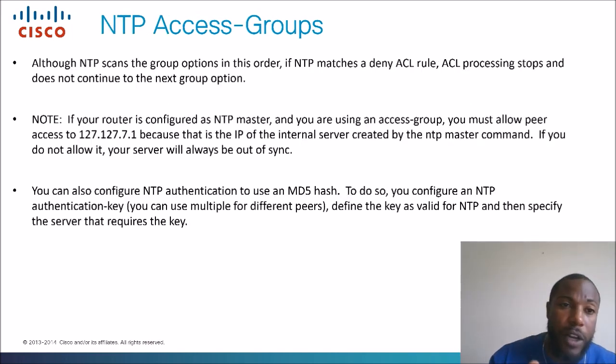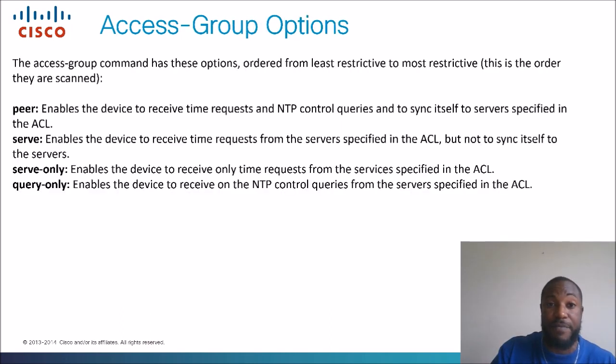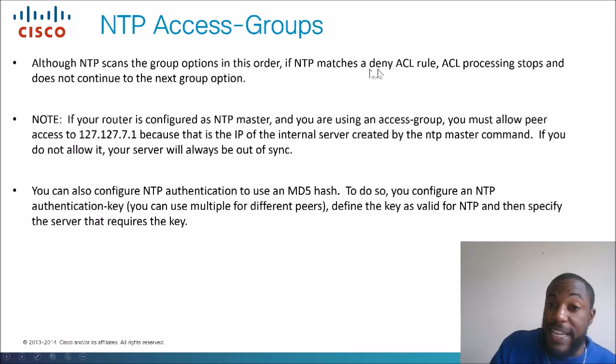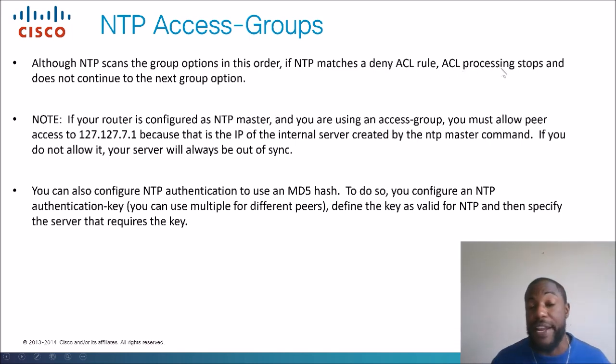A little further information on access groups. Although NTP scans the group options that we said, it scans these options in order, right? It'll look for this, then this, then this. This is most restrictive, right? If NTP matches a deny ACL rule, ACL processing stops and does not continue to the next group option.